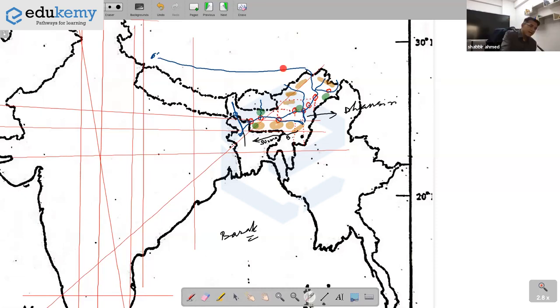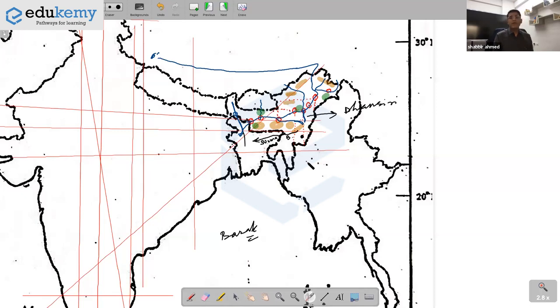The Brahmaputra river entering into India is Dihang. And Dibang is different. This is Dibang. Brahmaputra entering into India should have had a small loop here actually, something like this.